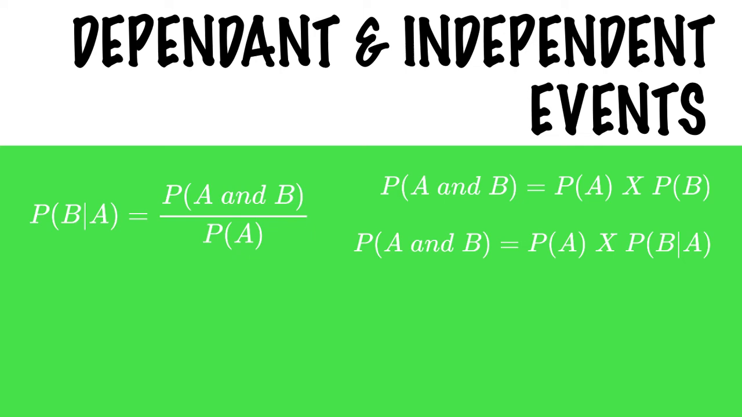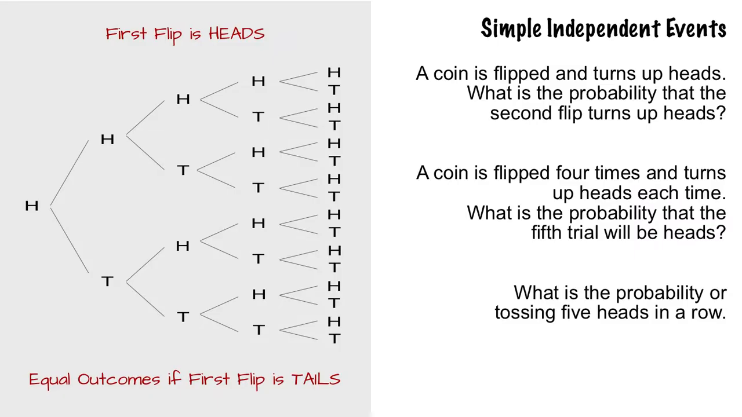Dependent and simple independent events. A coin is flipped and turns up heads. What is the probability that the second flip turns up heads? So the first time around, it shows up heads, and each time you flip that coin, you still have a 50-50 chance of heads or tails. So therefore, it is a 50% probability.